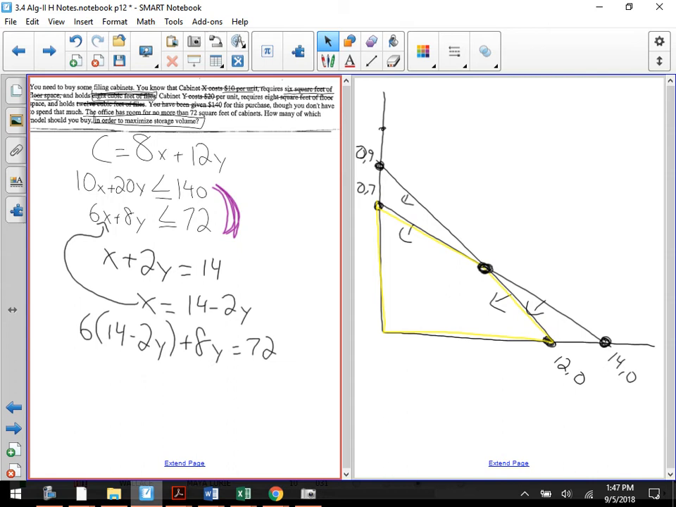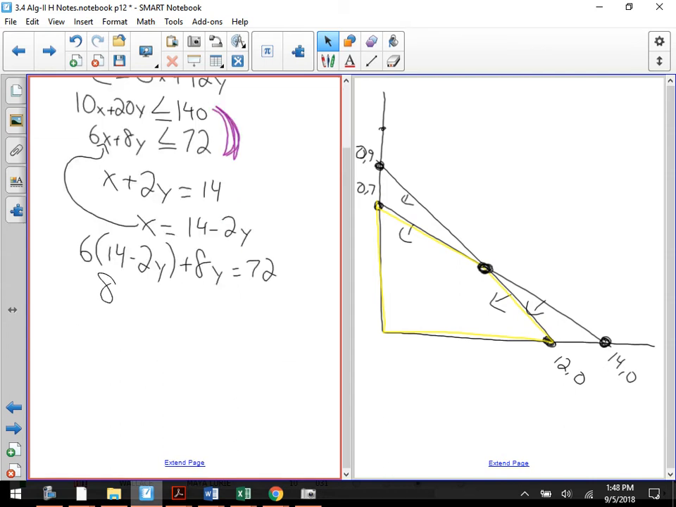So let's see. 6 times 14, 84. So we got 84 minus 12y plus 8y is 72. Is everybody okay with me just doing all the algebra in one step here by moving a bunch of stuff around? 12 equals 4y. You okay with that? Combine those, you get negative 4. Bring that over, you get 12.